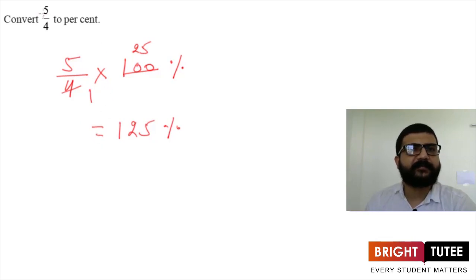As we can see, this number here 5 upon 4 is an improper fraction. Whenever we will have an improper fraction, its percentage will always be greater than 100, as we got here 125%. So what we did, we just simply multiplied the given fraction with 100 and we have written percentage.